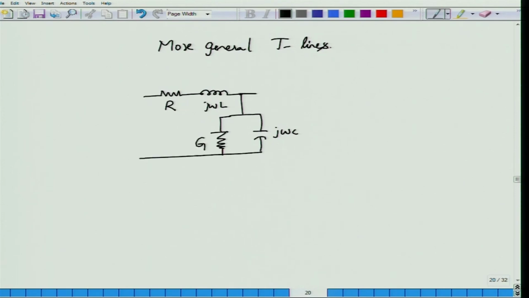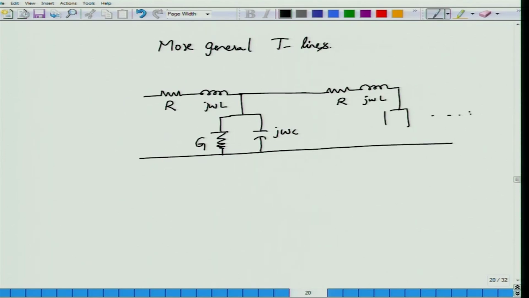So, this happens to be one unit cell. Of course, in the adjoining unit cell you will again have an R, you will have j omega L, and then you will have capacitor and conductor and so on and so forth. This would never end.